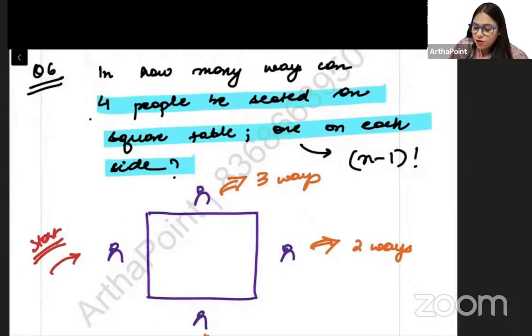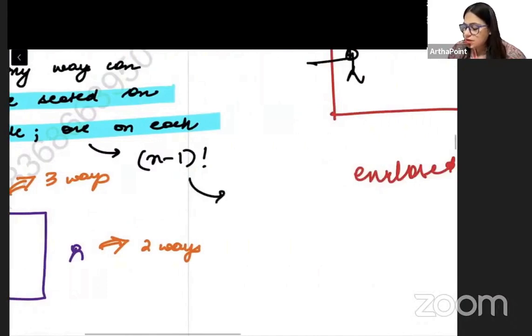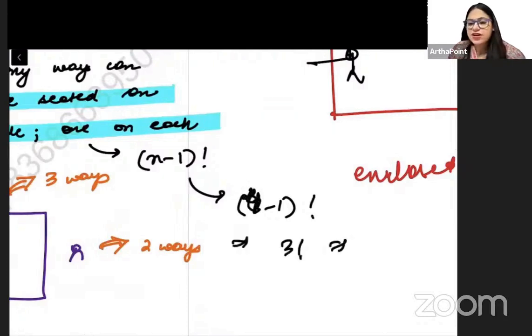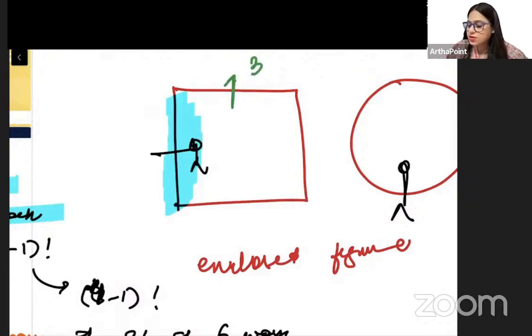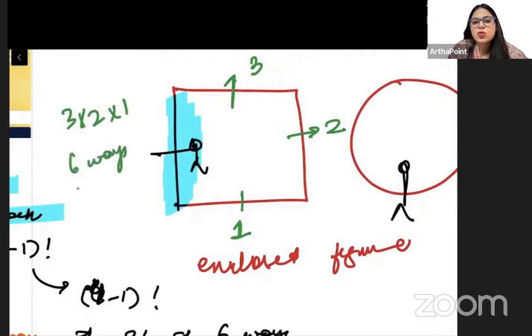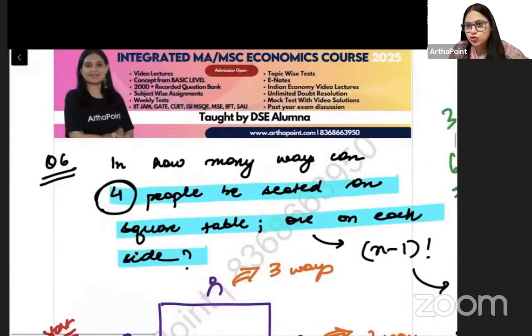So if I have 4 people, I can arrange them in 4 minus 1 factorial ways. That means 3 factorial ways. That means 6 ways. I always need a point of reference to start in enclosed figures. So this becomes my point of reference. I will fix this and then I will say, okay, one individual is gone. Any of the 3 individuals can come here, any of the 2 individuals can come here, and any of the 1 individual can come here. So it will be 3 into 2 into 1. That means 6 ways. And that would be the answer to this question.